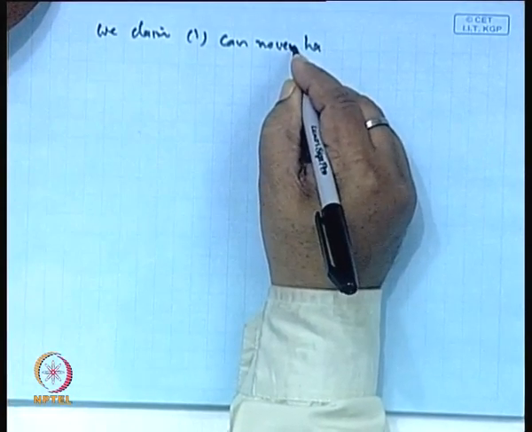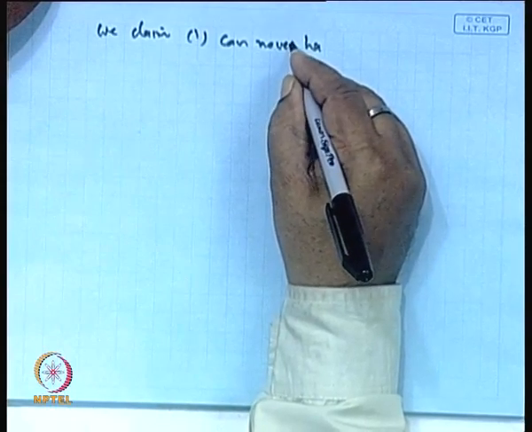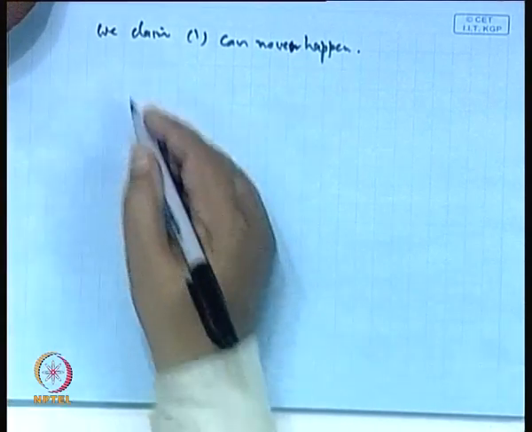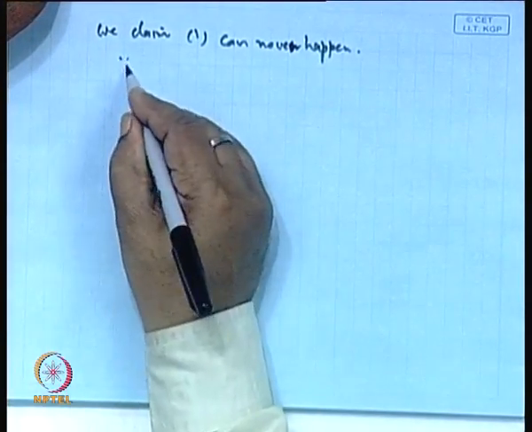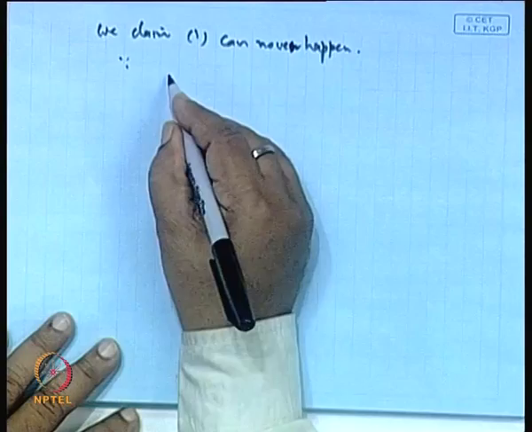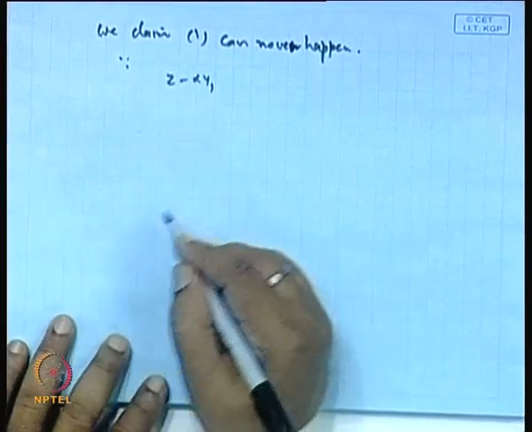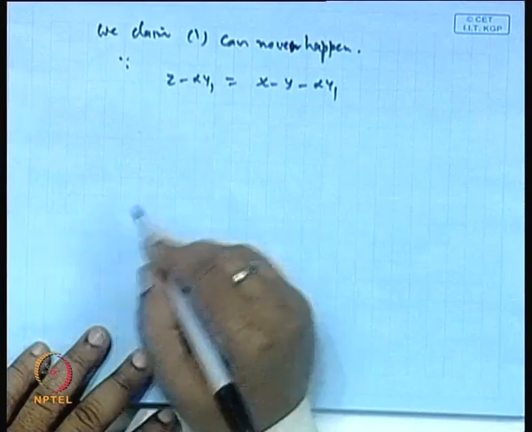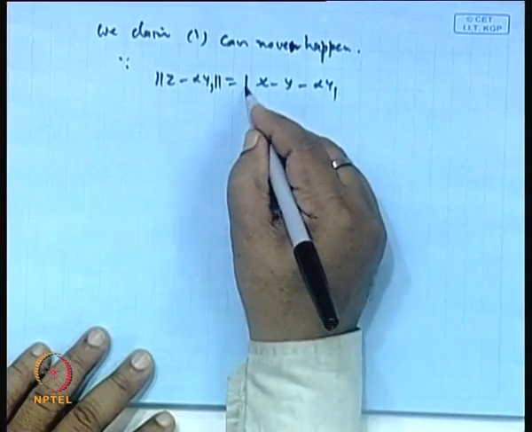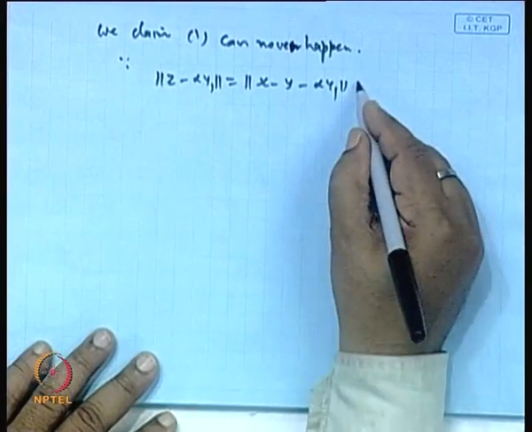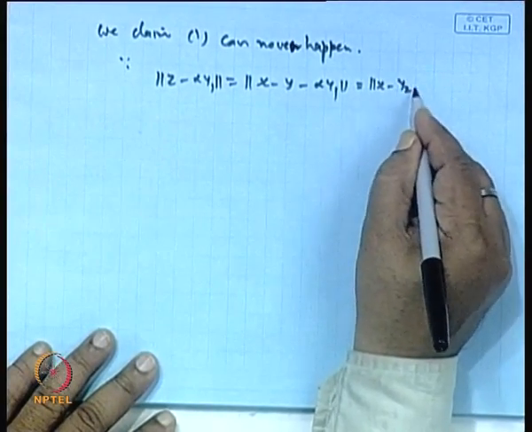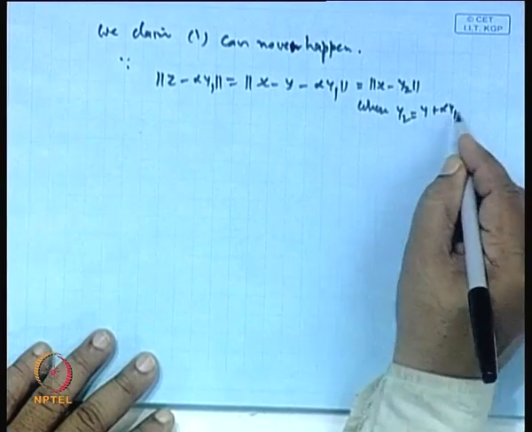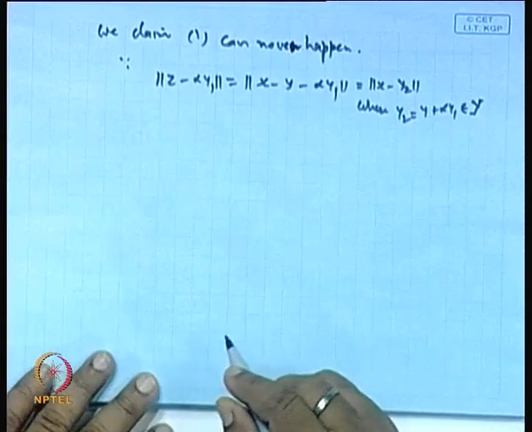Why? Can never happen. Why? Because, the reason is, what is z minus alpha y1? z is x minus y minus alpha y1. So, norm of this is equal to norm of x minus y2, where y2 equal to y plus alpha y1 belongs to capital Y, is it not?